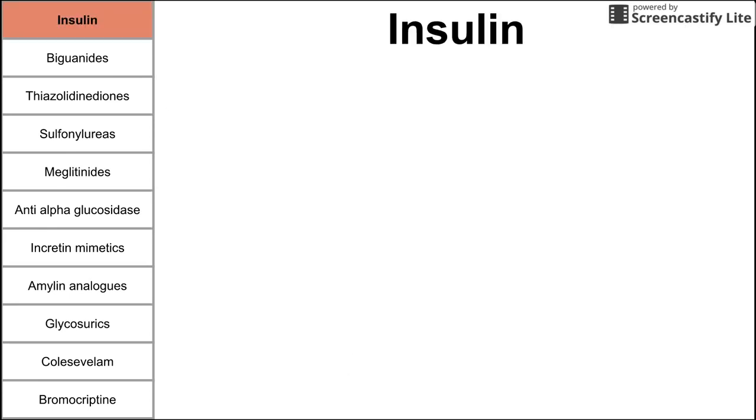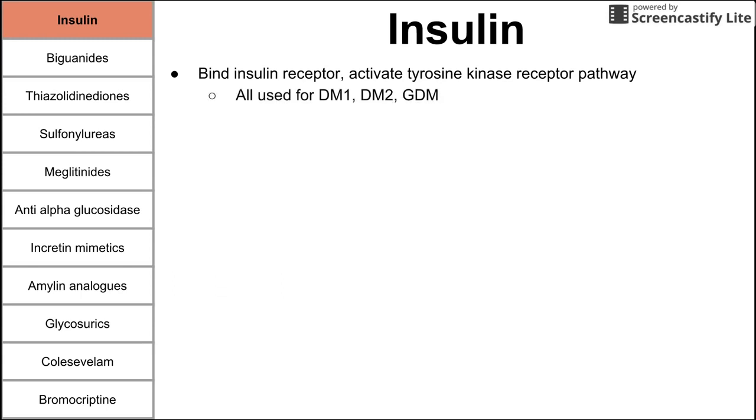We're going to start off by talking about insulin, which is, of course, a protein that decreases blood glucose levels. Insulin comes in many formulations. All of them break down to bind the insulin receptor, and the insulin receptor activates a tyrosine kinase receptor pathway that does the many effects of insulin. These insulin variants can be used for diabetes type 1, type 2, as well as gestational diabetes.